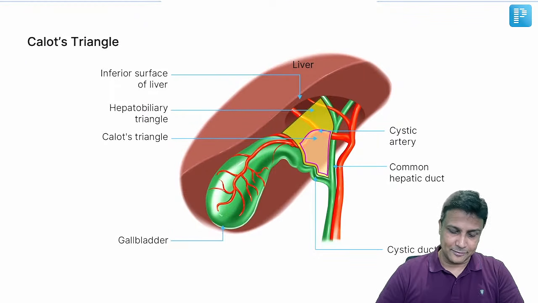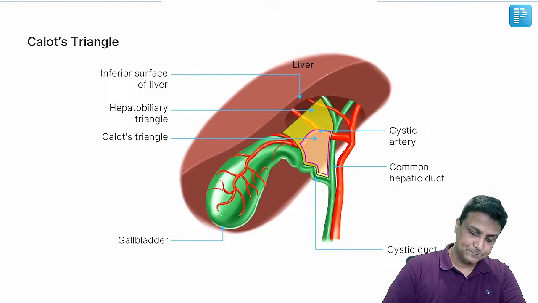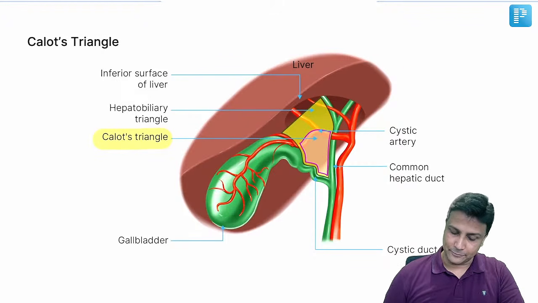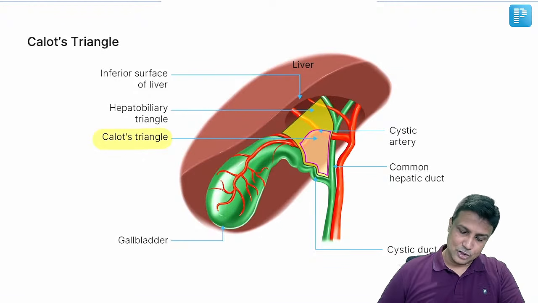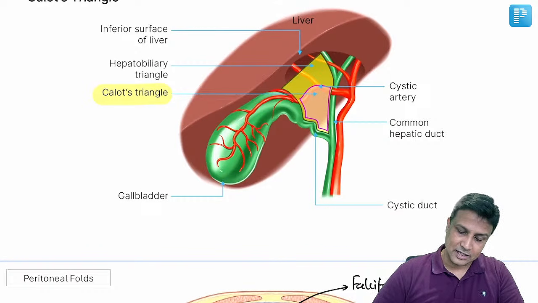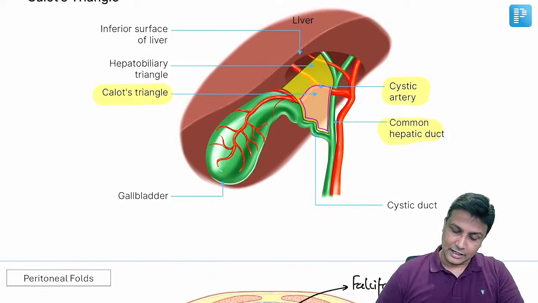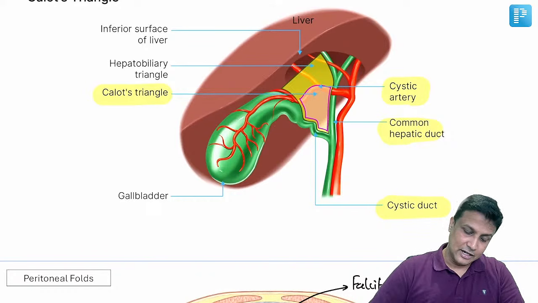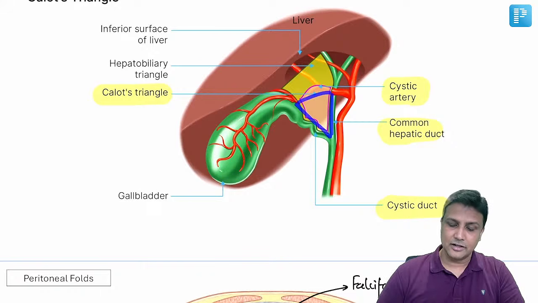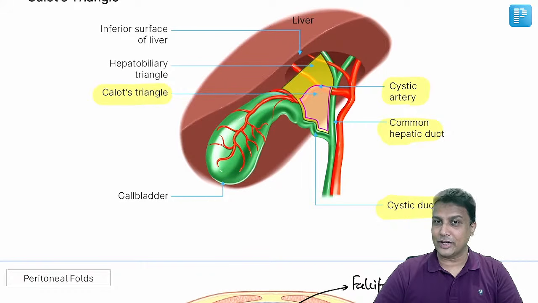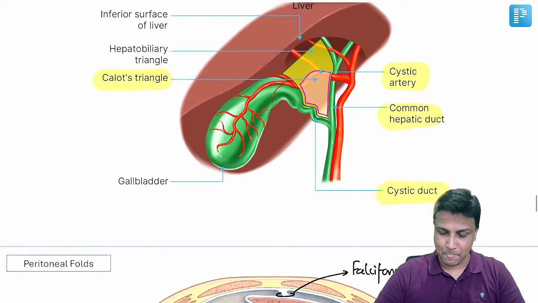Can you please look at this diagram and tell me where exactly you have the Calot's triangle? In between what? What are the boundaries of this one? So please remember the C for Calot's triangle and remember the three C's here. One of the C's here will be the cystic artery. Another C here will be the common hepatic duct. And then another one will be the cystic duct. Between these three, the cystic artery, the common hepatic duct and the cystic duct, the triangle found here will be the Calot's triangle. So Calot's triangle, remember C for three C's over there.